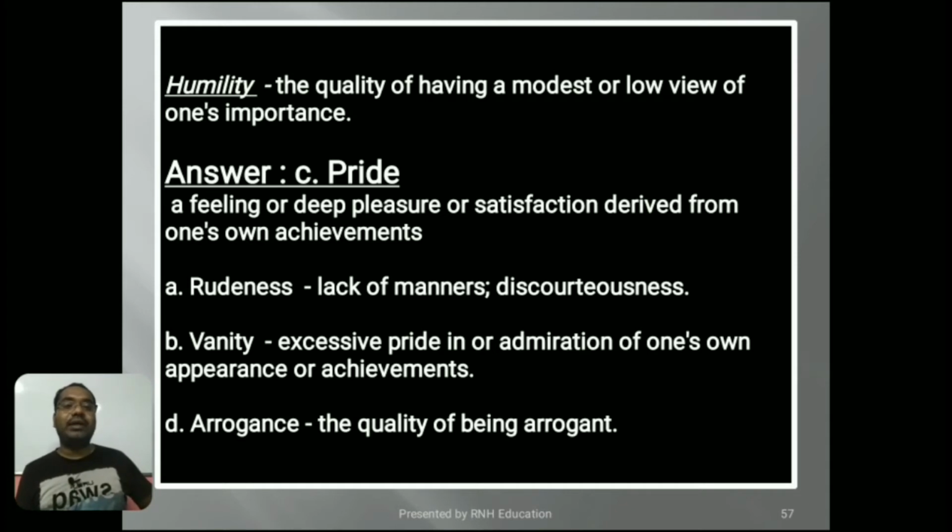And the other options: A, rudeness, that means lack of manners, discourteousness. B was vanity. Vanity means excessive pride in or admiration of one's own appearance or achievements. And option D is arrogance, that means the quality of being arrogant. So the right opposite word for humility is pride. Okay, going to the next one.